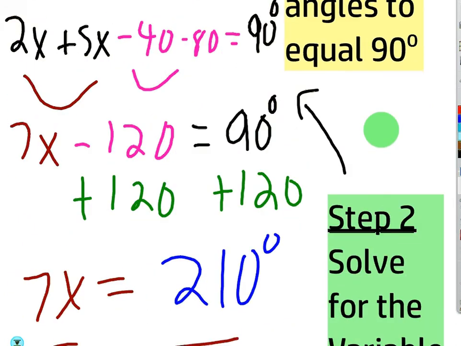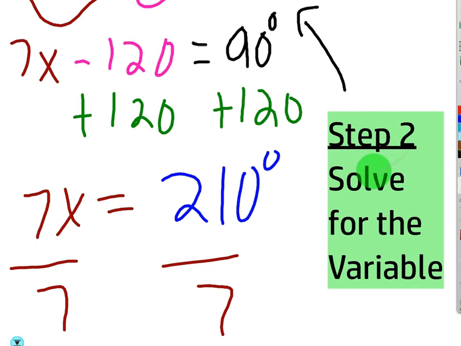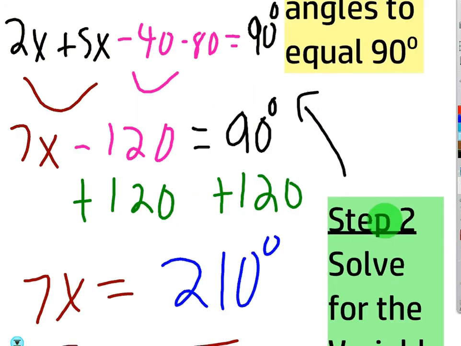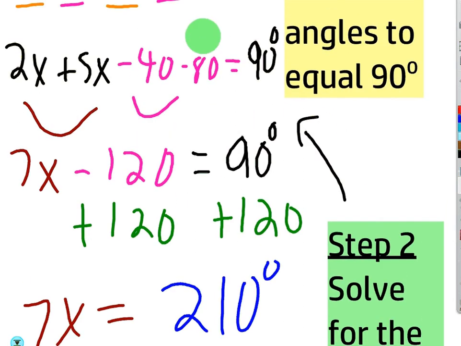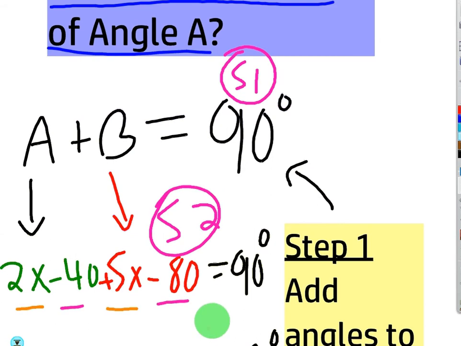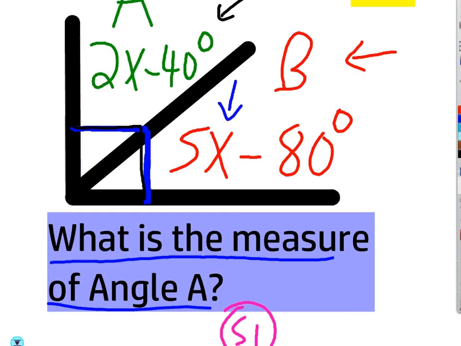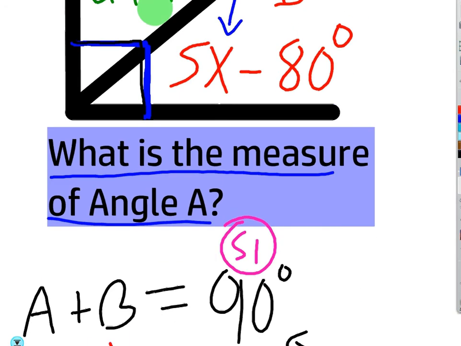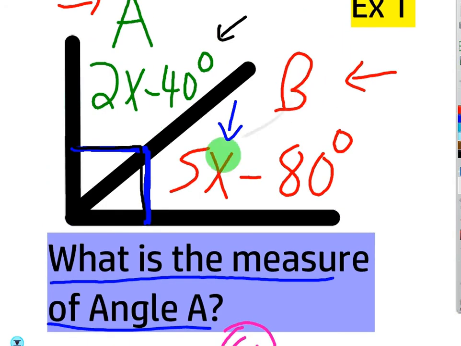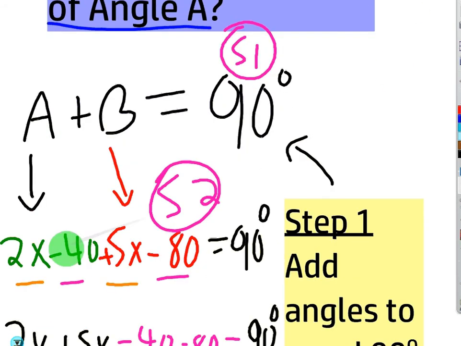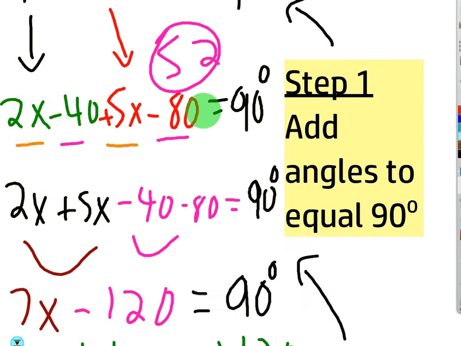Now that you have that, step 2 we're going to solve for the variable, in this case x. To do that, we notice that A from the original problem was 2x minus 40. Let's take a look one more time. Okay, so there's the 2x minus 40 up here for A, and B is equal to 5x minus 80. So we're going to take those expressions and substitute them in for A and B. Here's A, 2x minus 40. Here's B, 5x minus 80. So again, this is part of step 2, which is solve for the variable.